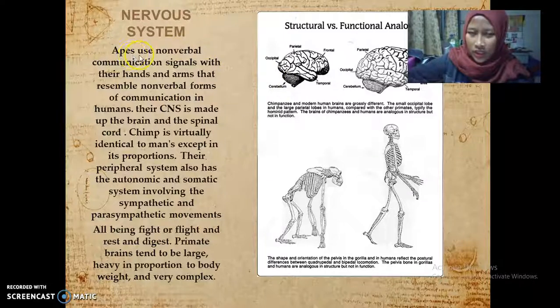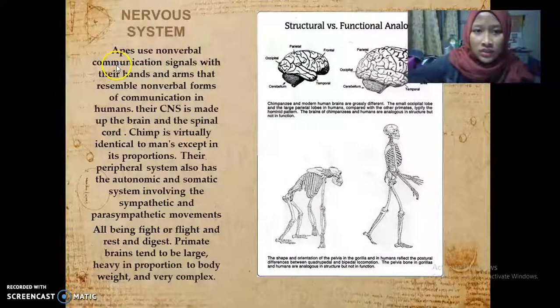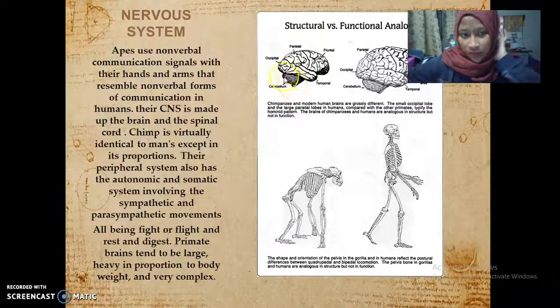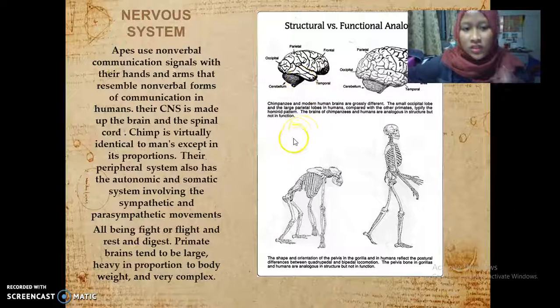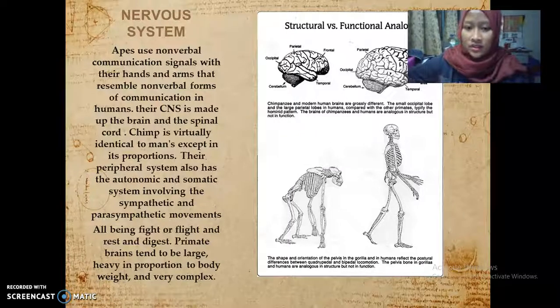In apes, they use non-verbal communication signals with their hands and arms that resemble a non-verbal form of communication. Their CNS is also made up of the brain and the spinal cord. The peripheral system has the autonomic and somatic systems, involving sympathetic and parasympathetic movement. As in humans, they have fight and flight and rest and digest.